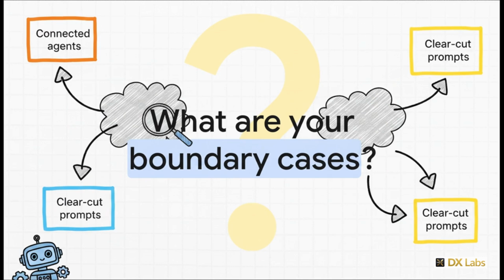Before you just start firing off those easy, clear-cut prompts, I want you to stop and ask yourself, what are your boundary cases? What are those gray area queries that could plausibly match more than one connected agent based on how you described them? Testing these boundary cases first is absolutely crucial. Why? Because they almost always reveal routing gaps that those simple, clear-cut prompts will just completely miss.